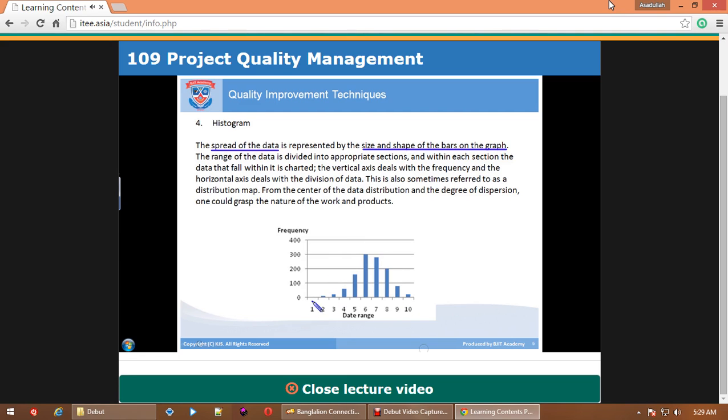For example, for date range 1, there is no frequency. For date range 2, in this section there are little frequency values. For date range 6, the most frequency is in date range 6, and so on.